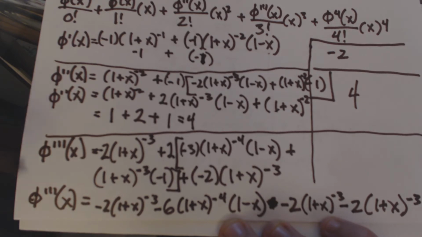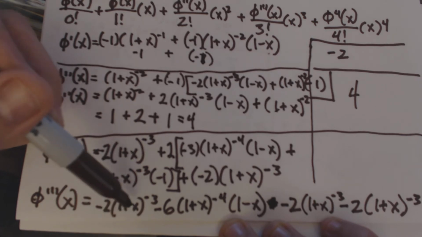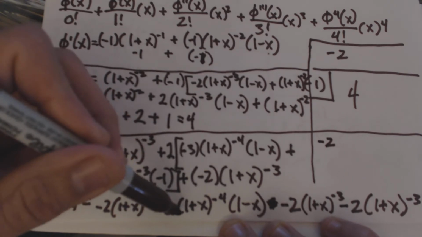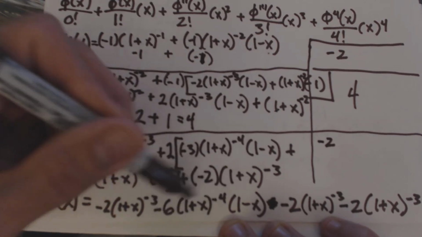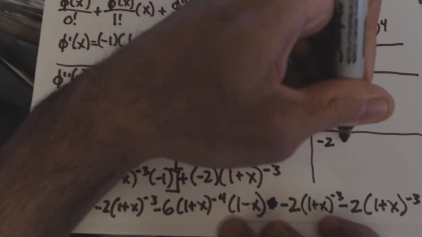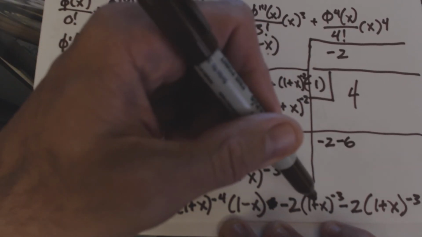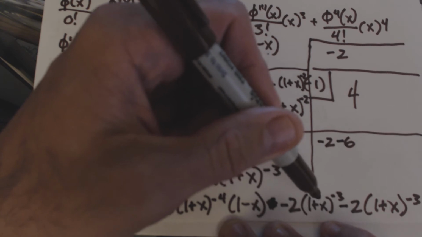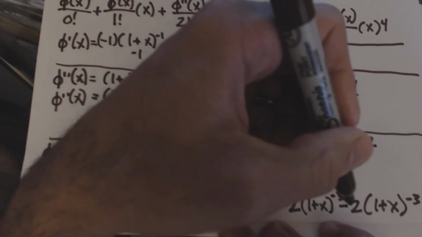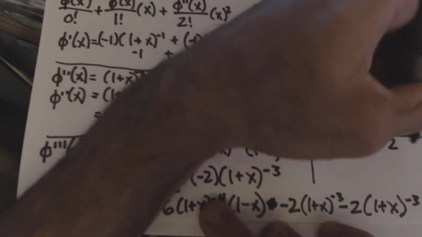And so plugging in x equals 0, this first term is 1 plus 0 times negative 2, so that's going to be negative 2. And then 1 plus 0 for the second term, so that's 1. And then 1 minus 0, so that's 1, so we're left with negative 6. Minus 1 plus 0, so that's just 1. Minus 2, minus 2. So we're left with minus 14.